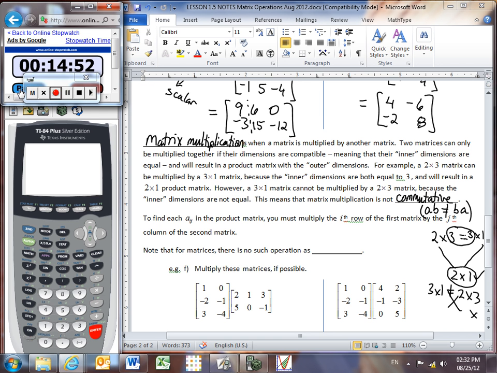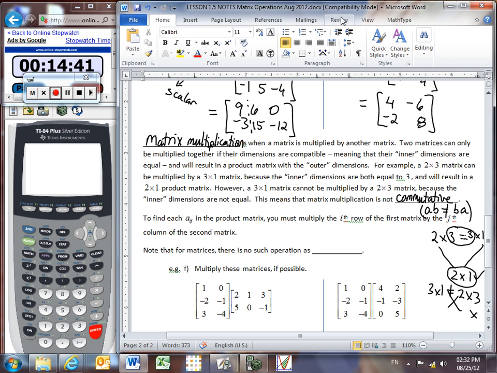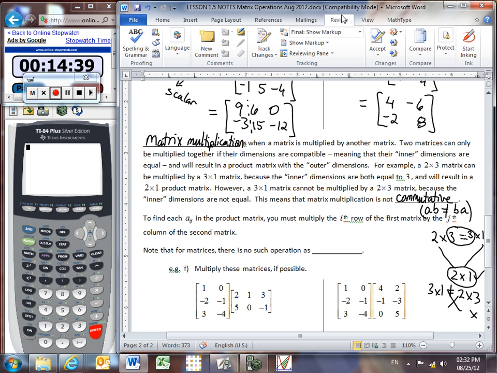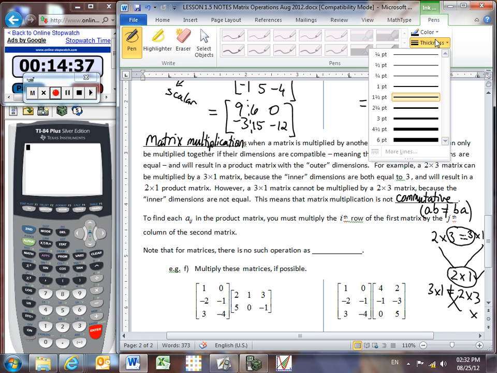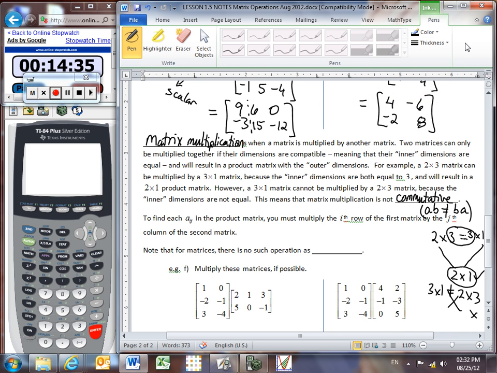Alright, so let's suppose that we actually want to multiply a couple of matrices. And by the way, perhaps I should just add at this point that there's no such thing as matrix division. Division doesn't exist when we're dealing with matrices, so just be aware of that. No such operation as division.